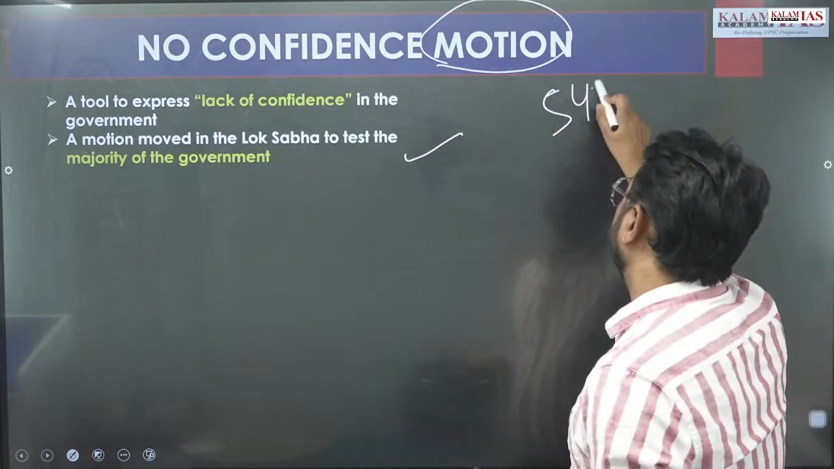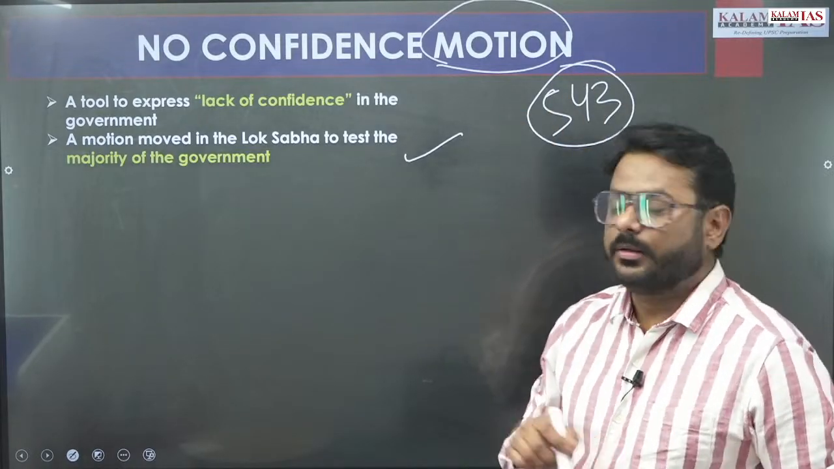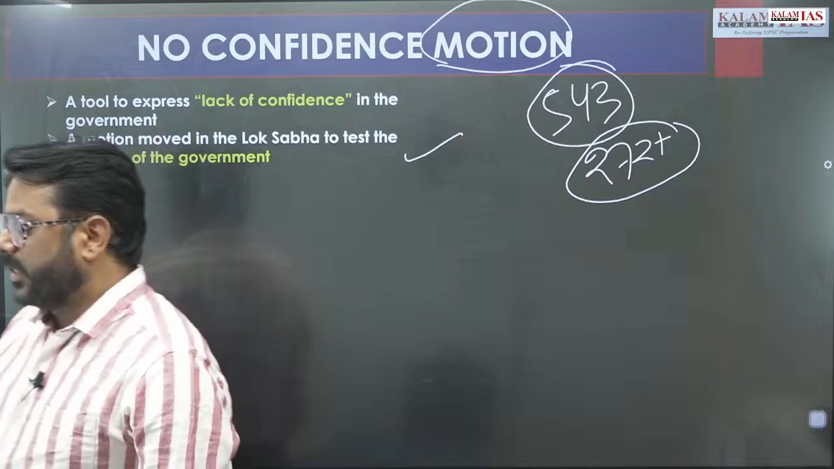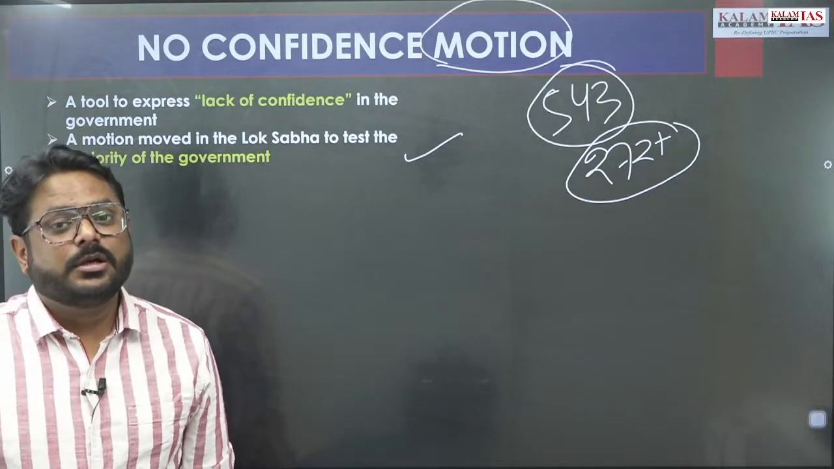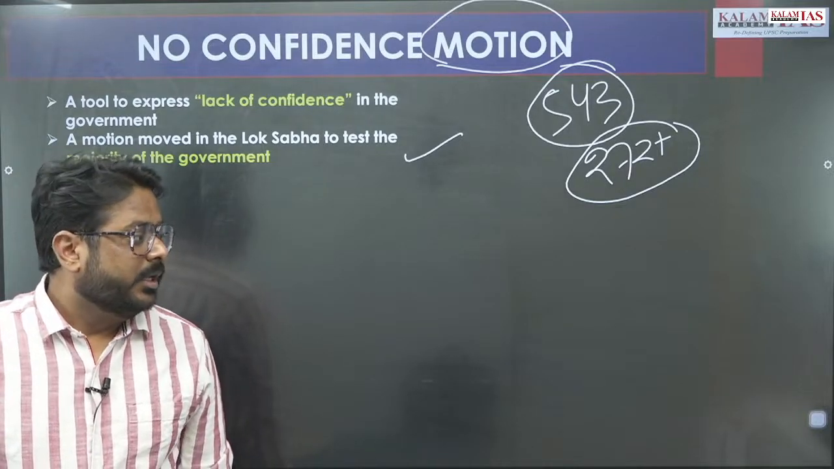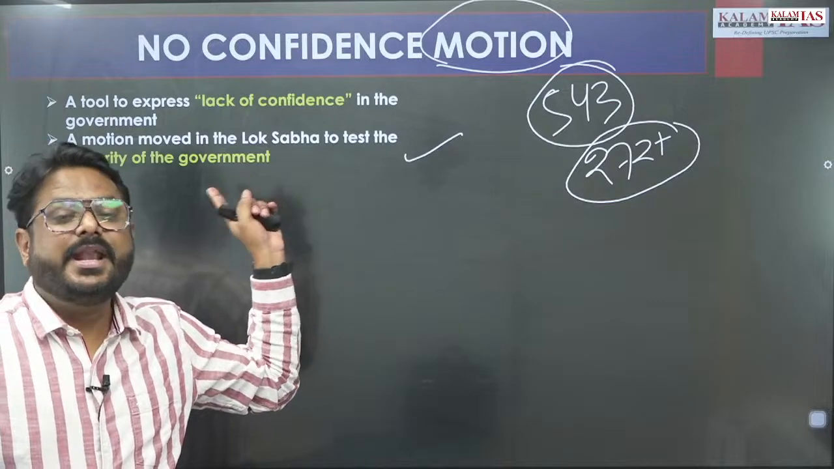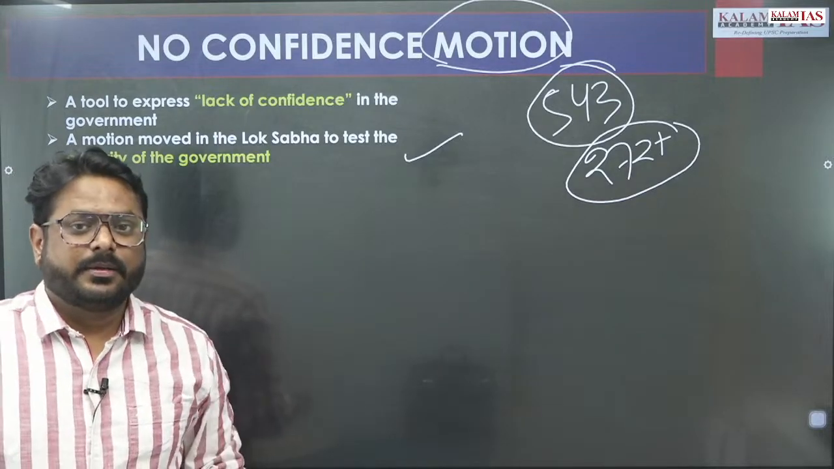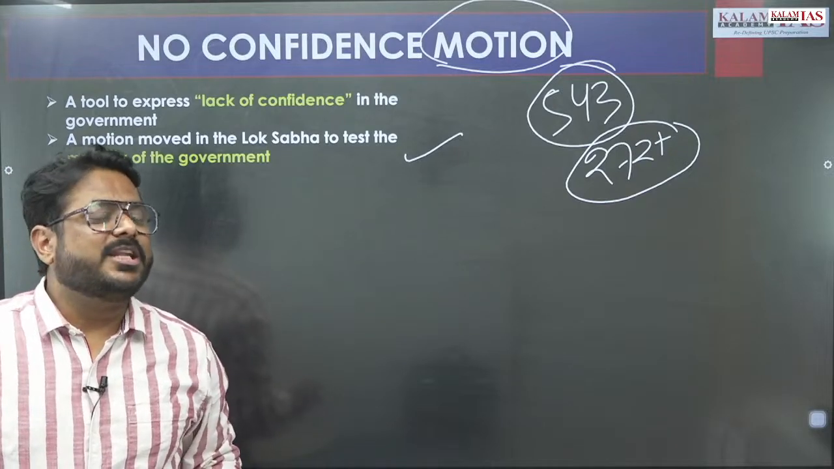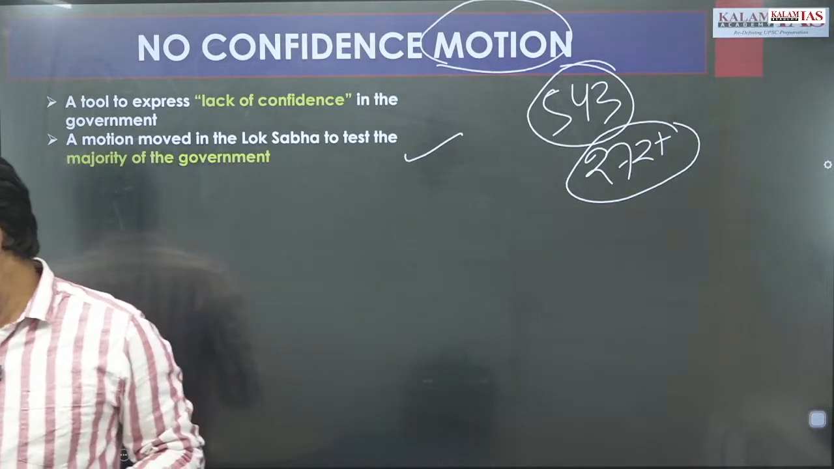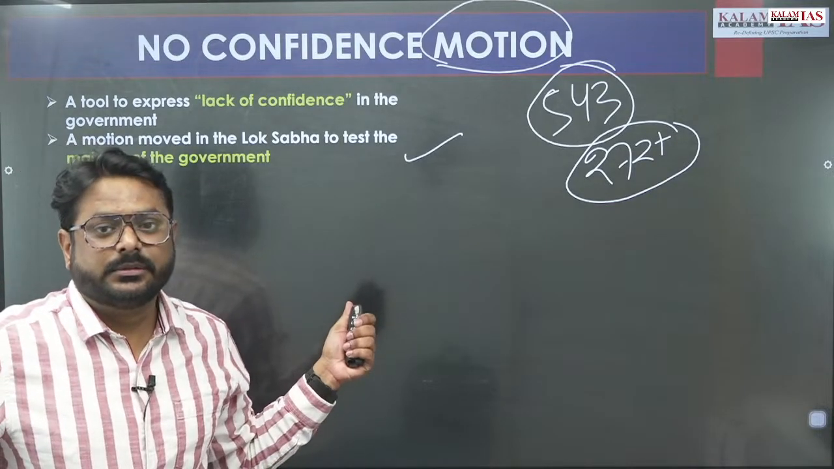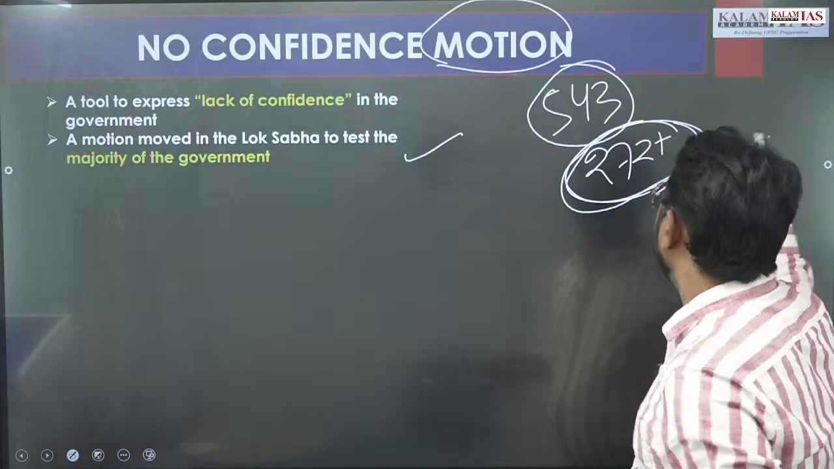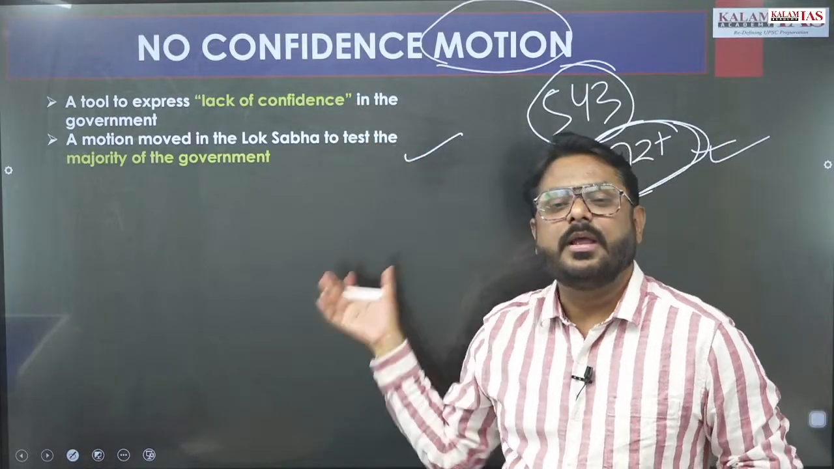For example, there are 543 seats in the Lok Sabha. So at least 272 plus should be there for any particular party to run the government, to make the Council of Ministers, to become the Prime Minister, right? Therefore, if at any given point of time it is felt that the confidence is not there in the government, and if it is in question whether they have the majority of this 272 plus or not, then a no confidence motion will be brought up.